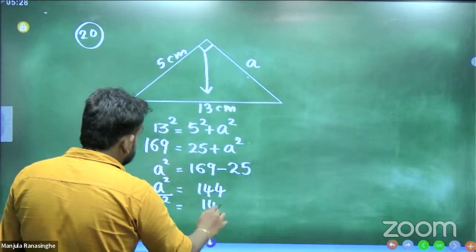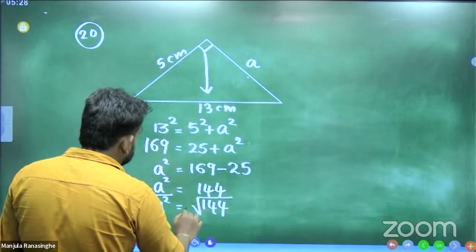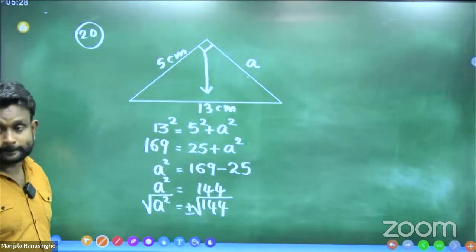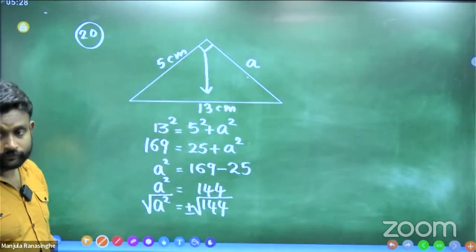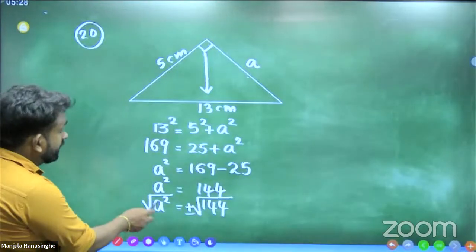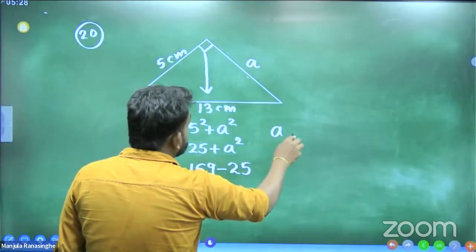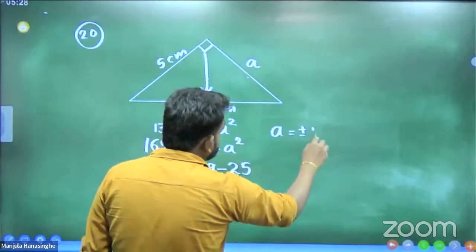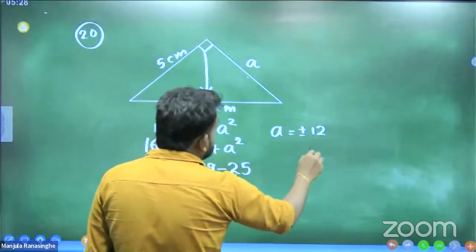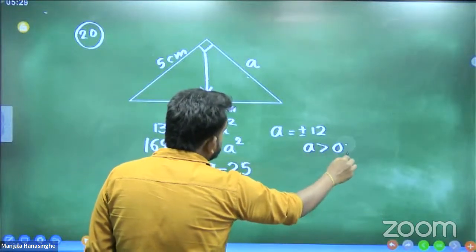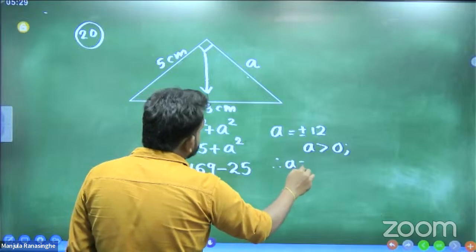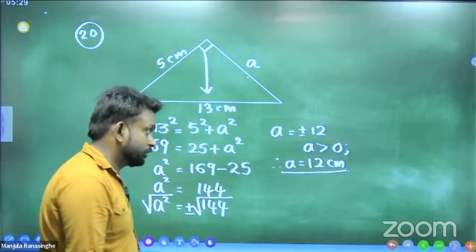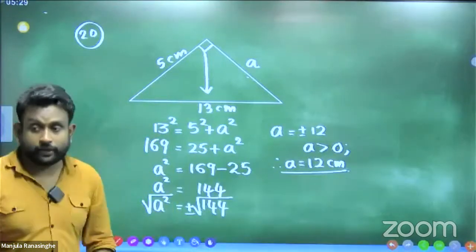When you take the square root, that actually gives you a plus or minus value. Then A equals plus or minus square root of 144, which means plus or minus 12. But we know that A is a side length, A greater than 0. Therefore, we take A as 12 centimeter.